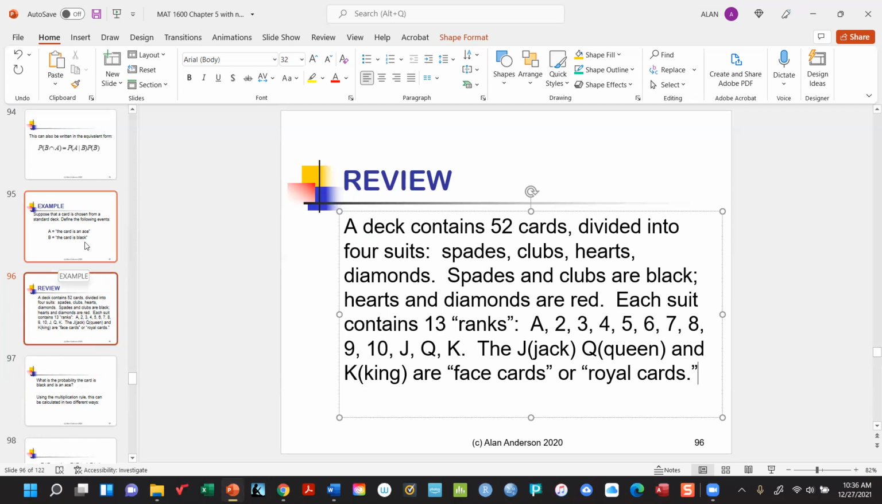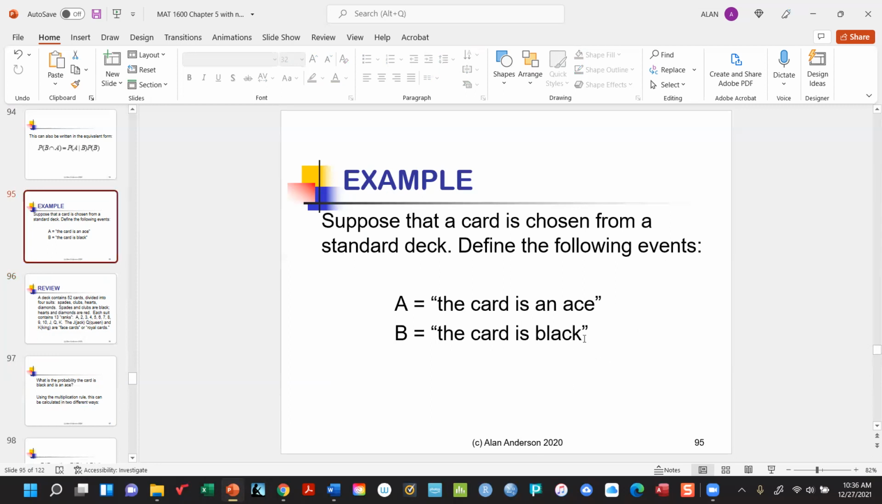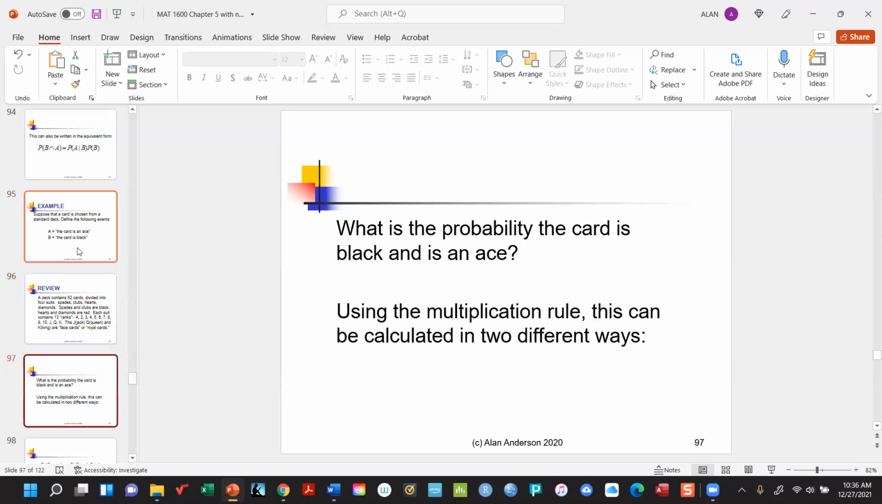that being the case, just remember, what we're going to do here is ask for the probability of the card being both a black and an ace. In other words, we're being asked for B and A. Now, we know in advance, because we understand how cards work, this is equivalent to saying, what is the probability that this is a black ace?